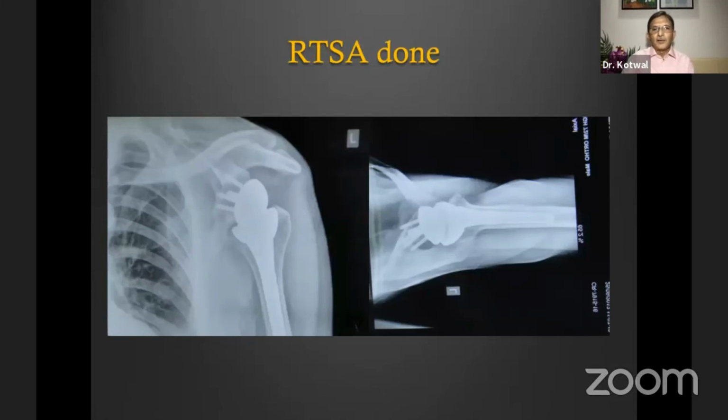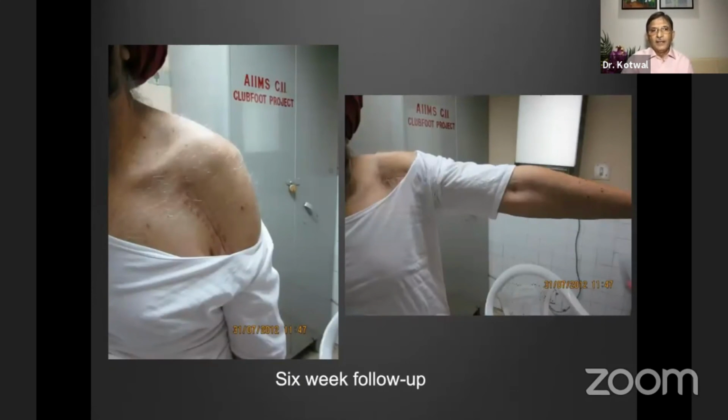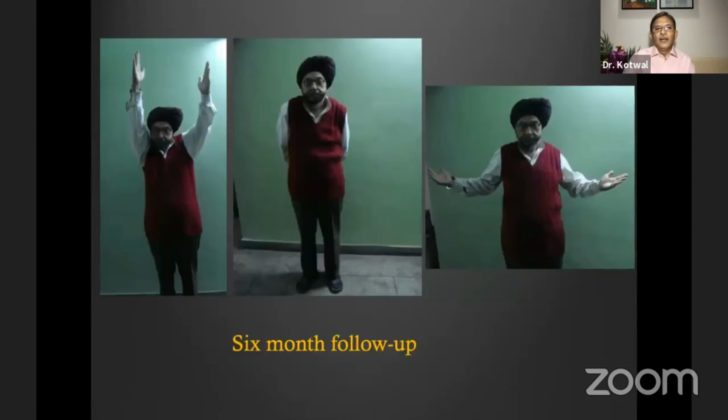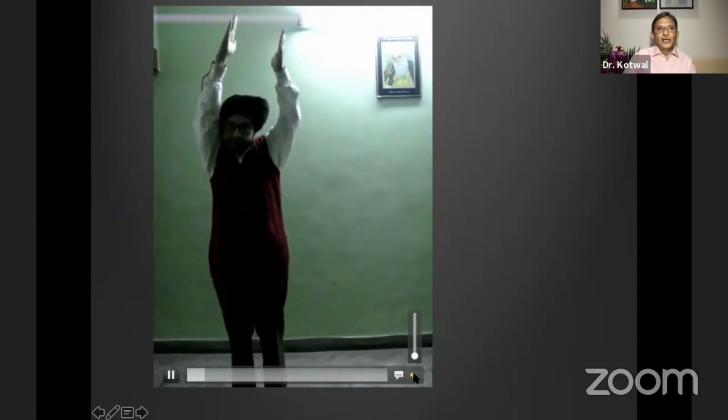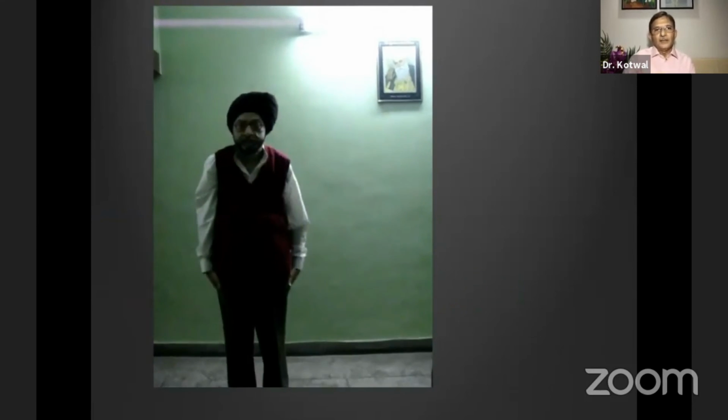And this was the post-operative X-ray. This was his range of movement at the end of 6 weeks, and this was at the end of 6 months, and that's his range of motion. The operated side is the left side.